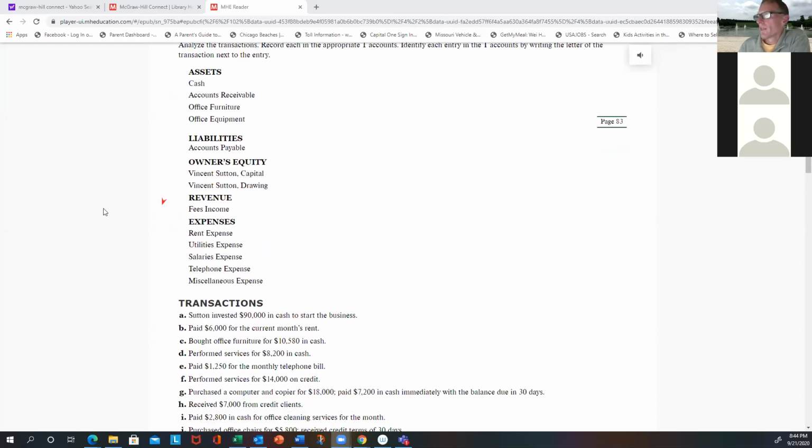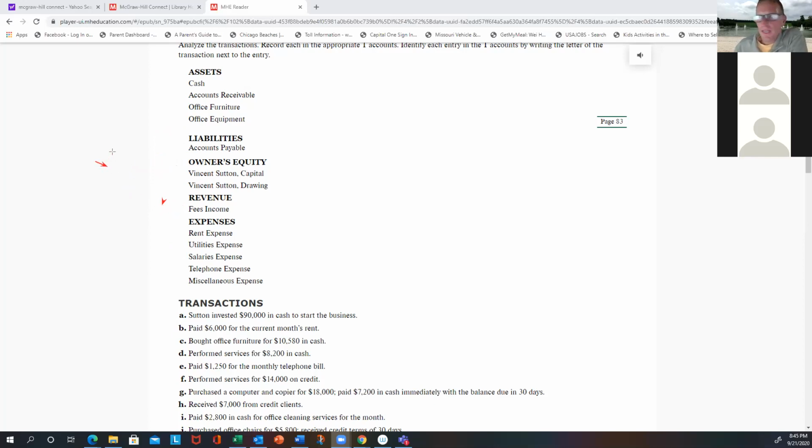Now, you'll note, because some of you have already asked me today or tonight or even last week, you get a little confused about, well, what accounts make up this? Well, guys, check out this problem right here. The asset accounts they're using are cash, accounts receivable, office furniture, and office equipment. That's pretty clear, okay? That's all they're using. So anytime you have assets involved, these are the four accounts they're going to use. For liabilities, it's just one account. Accounts payable is all they're using. For equity, you've got a capital account and a drawing. Revenue, they're using fees income. And then they've got five expenses.